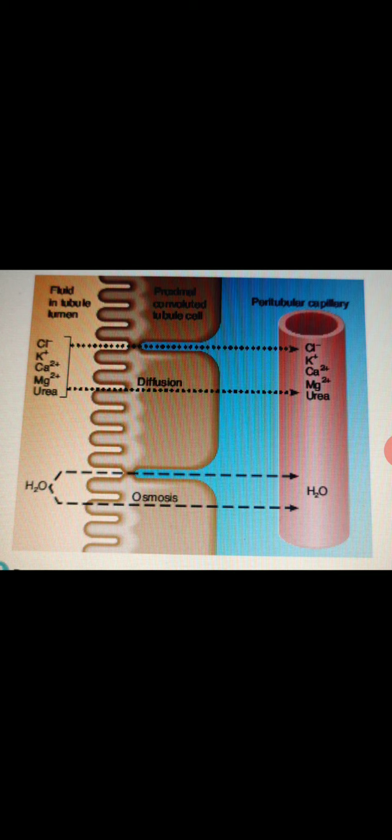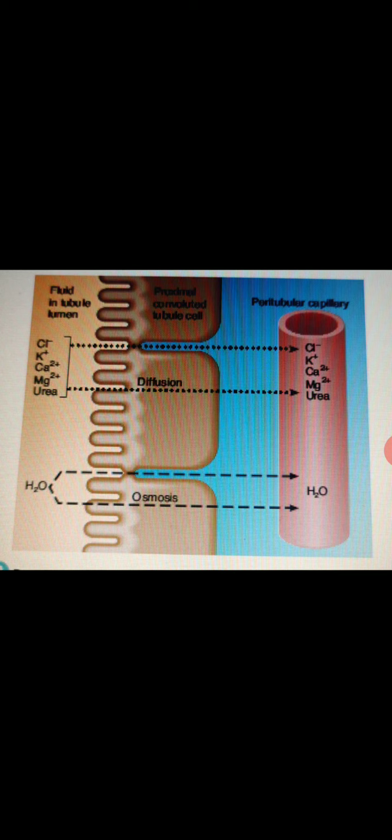Cells lining the PCT and the descending limb of the loop of Henle are especially permeable to water because they have many molecules of aquaporin. This integral protein increases the rate of water movement across the apical and basolateral membranes. As water leaves the tubular fluid, the concentration of remaining filtered solutes increases.